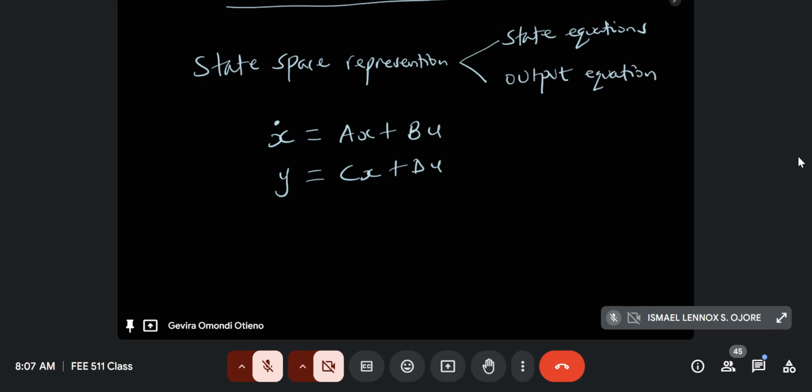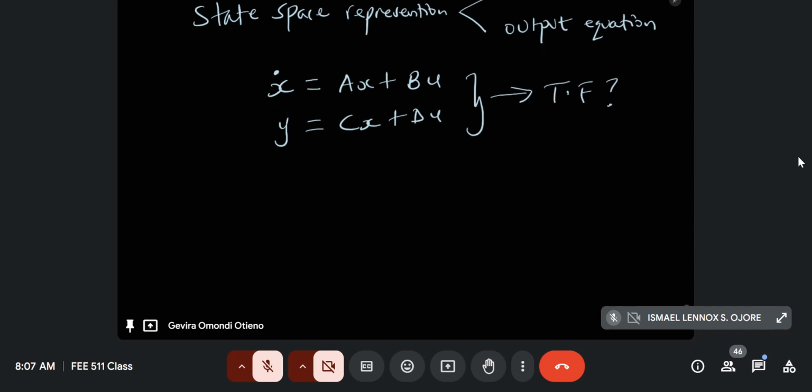Now, how then are we able to convert this format into a transfer function? How can we convert it into a transfer function? And so that has been an easy process. All you have to do, the beauty with this is we can quickly generate a formula that is going to help us convert any state space representation into a transfer function.